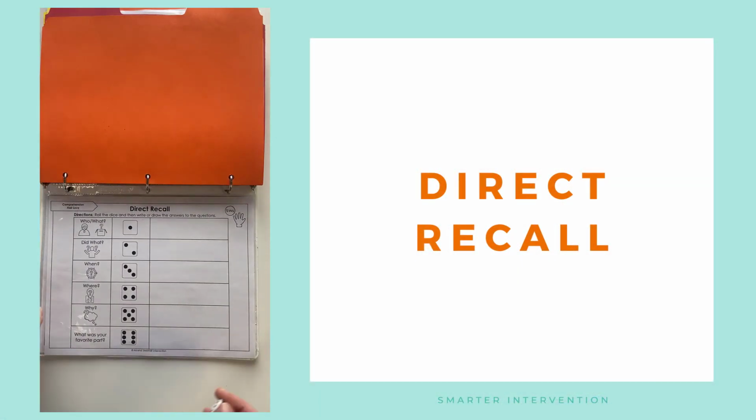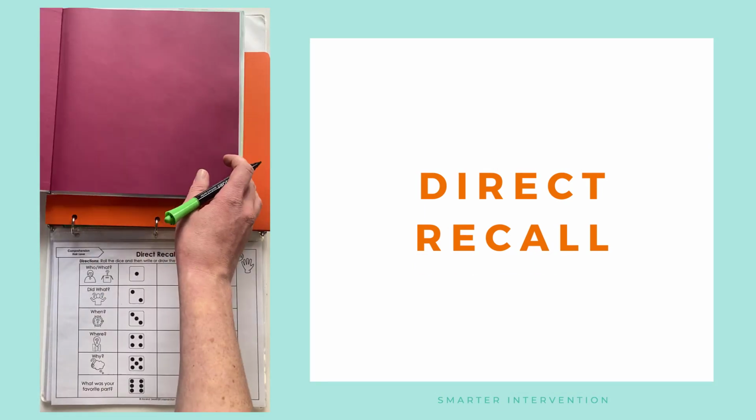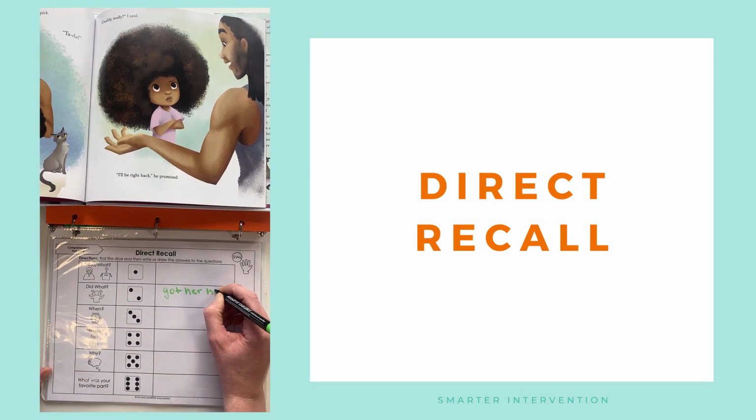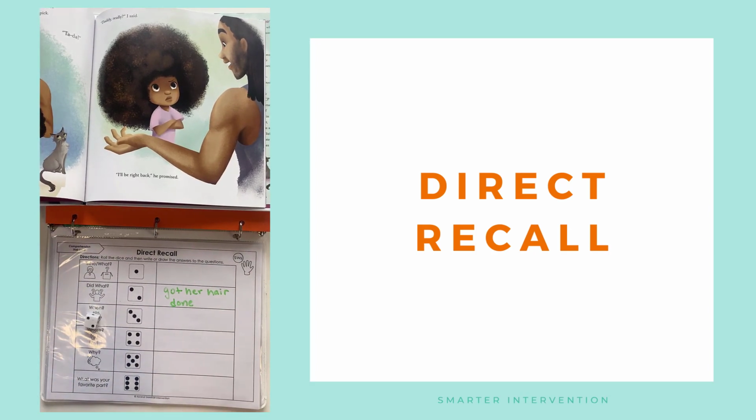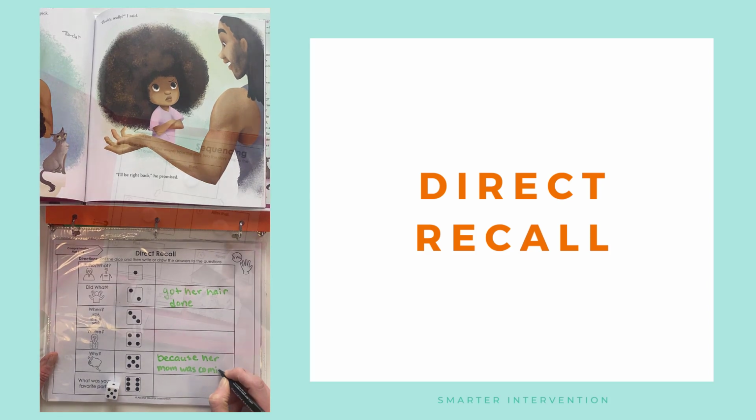Next, we're going to move into some activities to support your students' comprehension. For example, we have this direct recall activity in which students roll the die and answer the questions who or what, did what, when, where, and why. This starts helping your students to cue into the important information in a text that will eventually also help them to identify the main idea of a text.